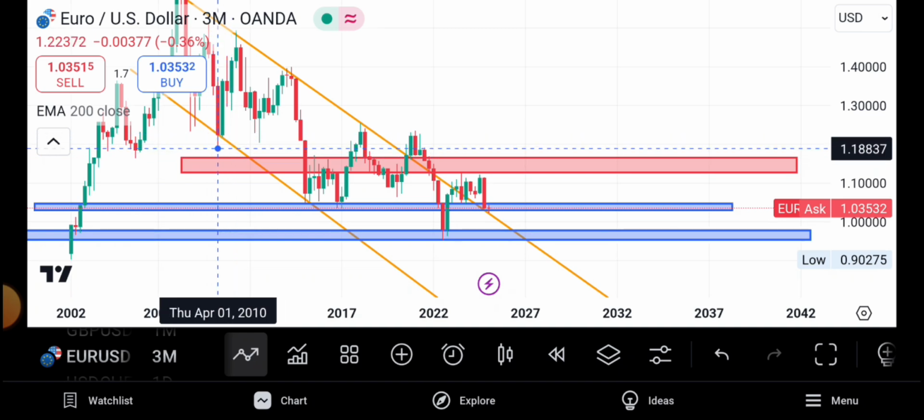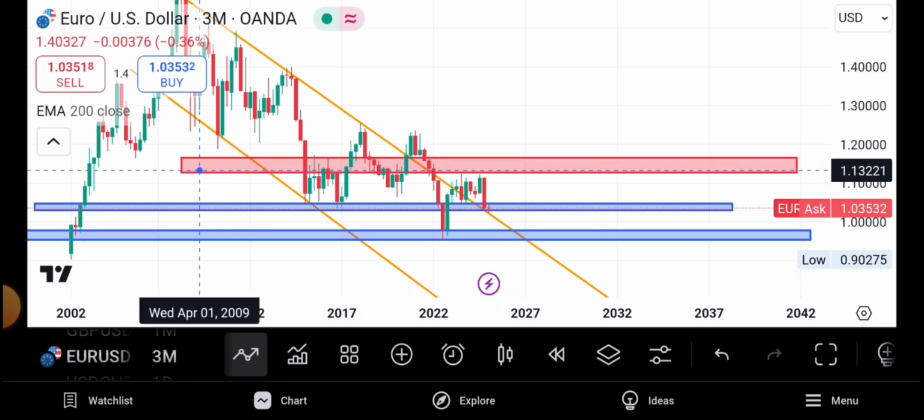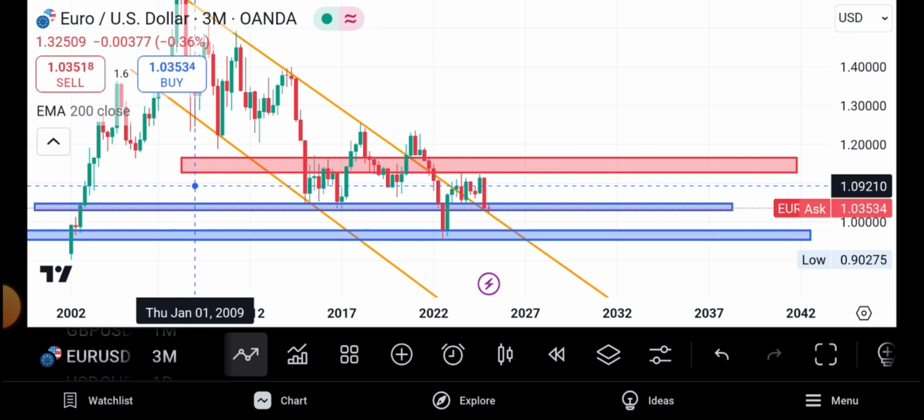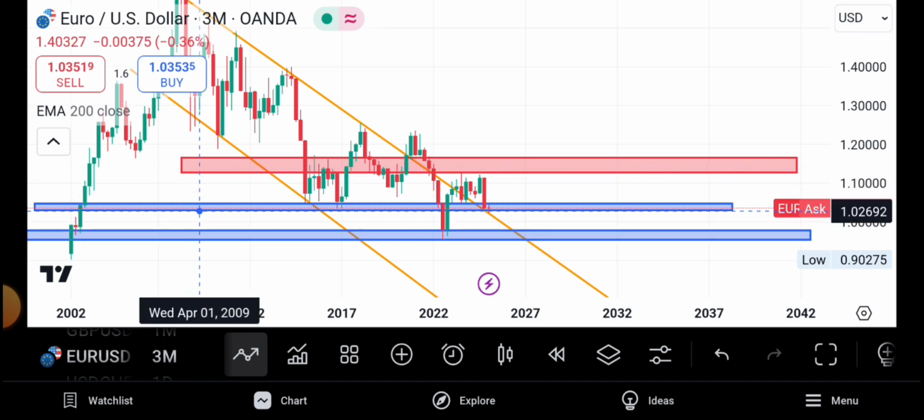So these two zones, the resistance one and these three zones here, will be of critical value on Euro USD this coming year. Remember, this is 3 months. So let us go to monthly.